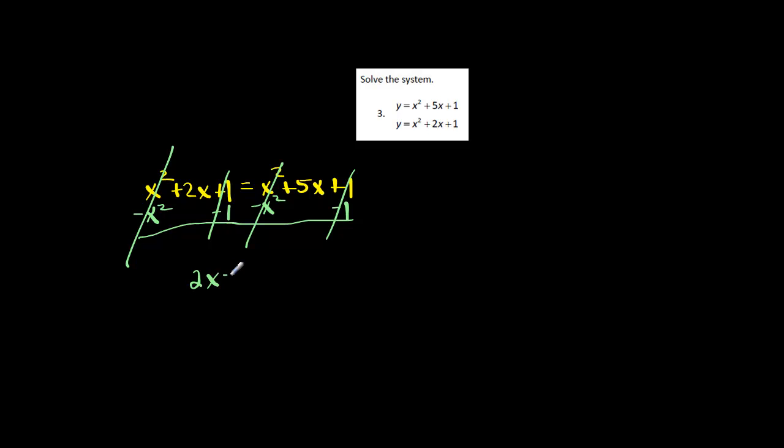So we have 2x equals 5x. So we can subtract 2x from both sides. So we get 0 equals 3x. So that means x can only be 0. So our first point of intersection, and the only point of intersection, is going to be when x equals 0. So let's plug it in, let's say for the bottom one. 0 squared plus 2 times 0 is all 0. Plus 1 is 1. So that's your answer.